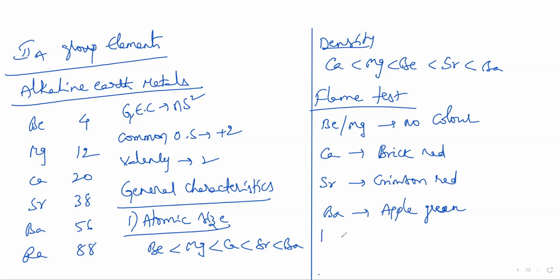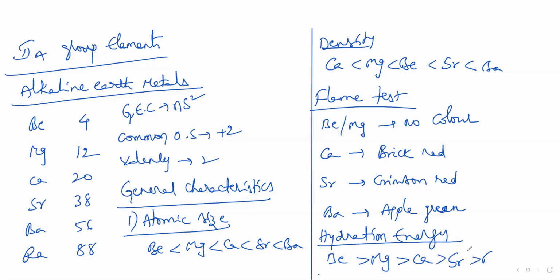Next, hydration energy order. What is hydration energy? Always hydration energy decreases down the group. So beryllium will have more hydration energy than magnesium, calcium, strontium, barium. These are general characteristics, right? So now we'll move to chemical reactivity. Just 1 minute, I'll start chemical reactivity.